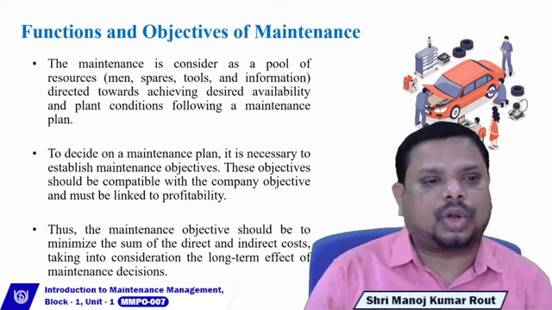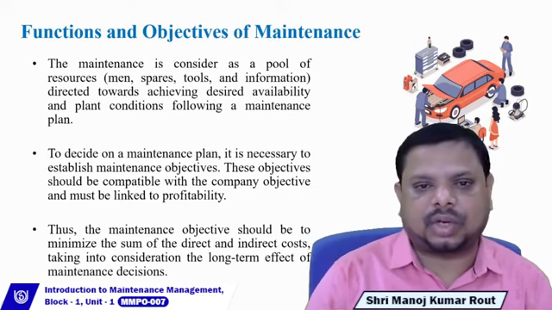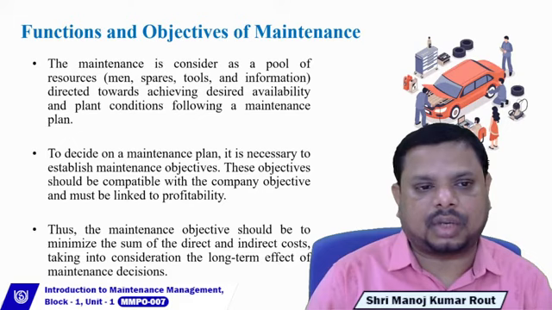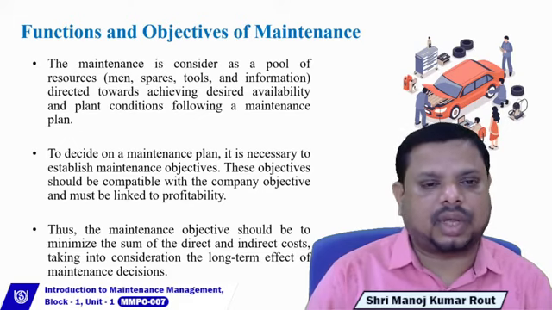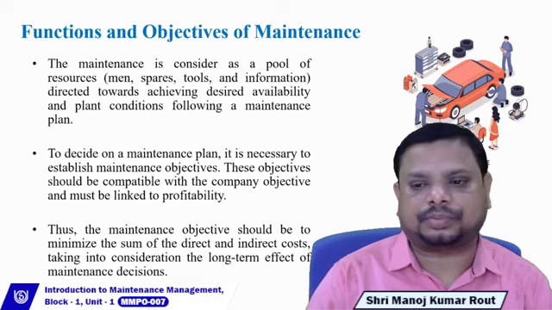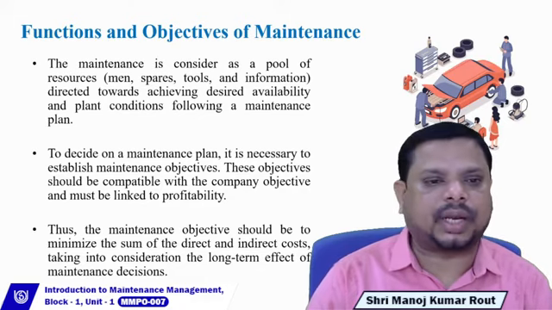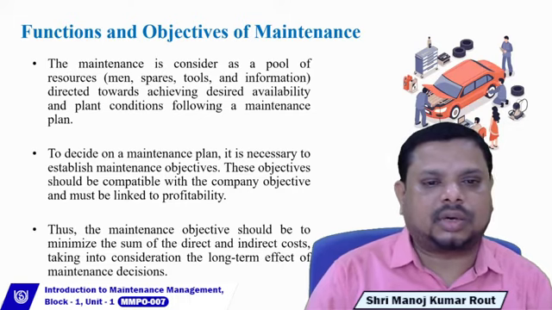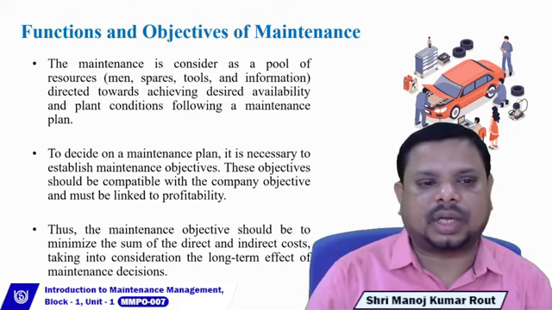So moving to the next one, we have maintenance considered as a pool of resources. In these resources we have manpower, spares, tools and information, which are directed towards achieving desired availability. These are basically responsible for providing the better amount of maintenance, which is directed towards achieving desired availability and plant condition following a maintenance plan.